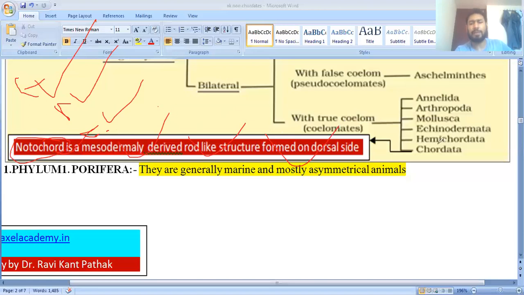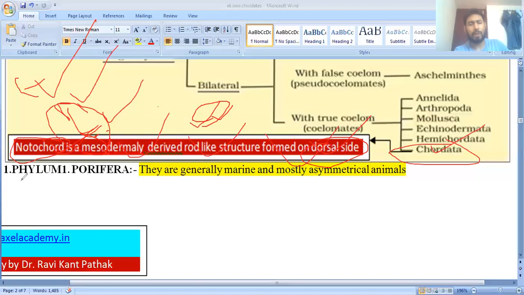Chordata is explained by the notochord. Chordates have the notochord, which further forms the vertebra, and the vertebra forms the backbone. The backbone's origin is mesodermal. Here they have given that mesoderm forms bone, ectoderm forms the neural system, meaning brain and other neurons, and endoderm forms the digestive tract. This notochord is located on the dorsal side. Ventral is the abdomen side, and dorsal is the back side, so it lies on the back, along the backbone.